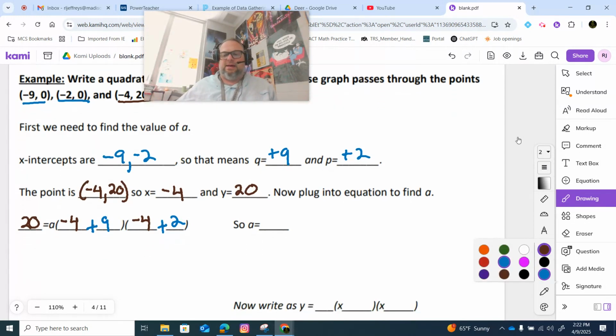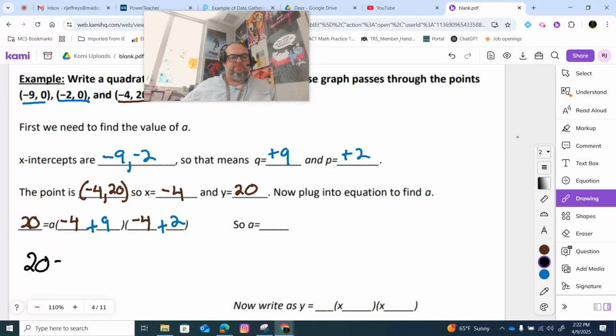All right. So I'm going to clean this up. So this becomes 20. All right. So this is a times, let's see, -4 plus 9. -5 or +5? -4 plus 9. +5.